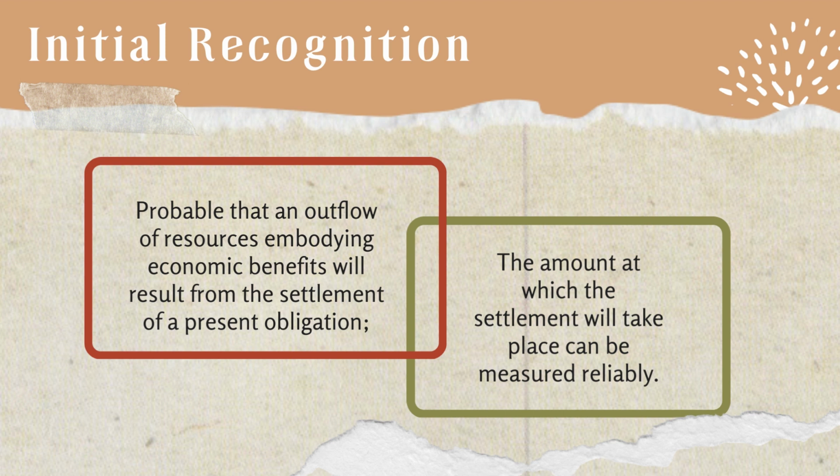So, these are the requirements for you to record such a transaction or event as a liability. If either of the two is missing, that item may not be recorded as part of liabilities. The first requirement is that it should embody the basic elements of liabilities. That means there should be a probability that an outflow of resources embodying economic benefits will result from settlement of a present obligation.